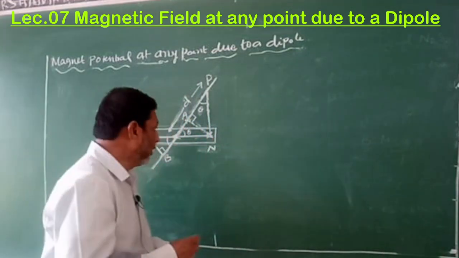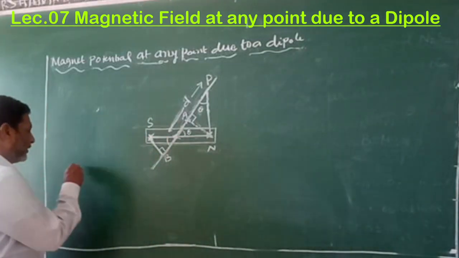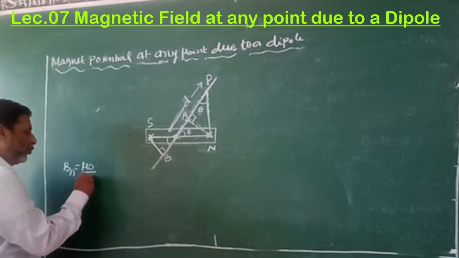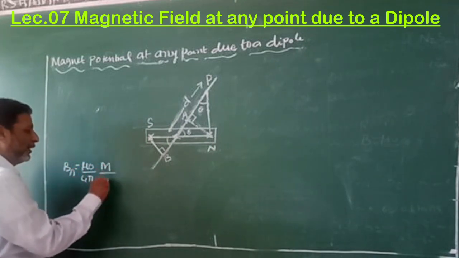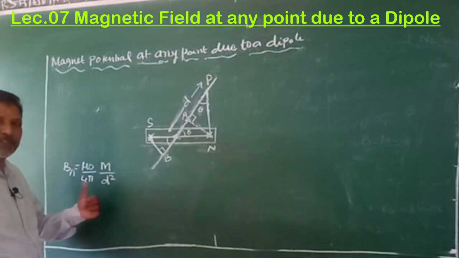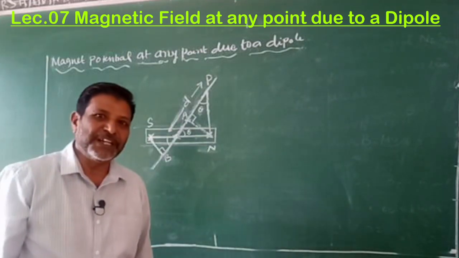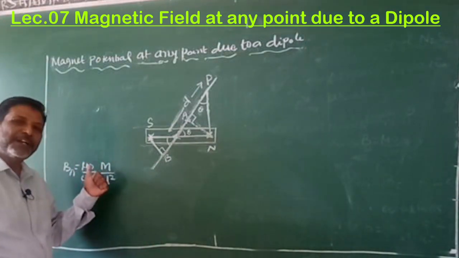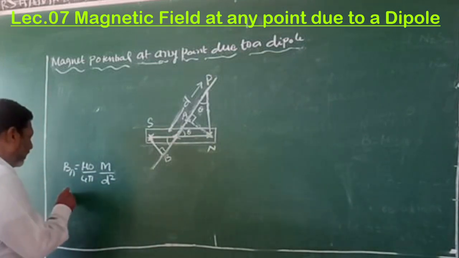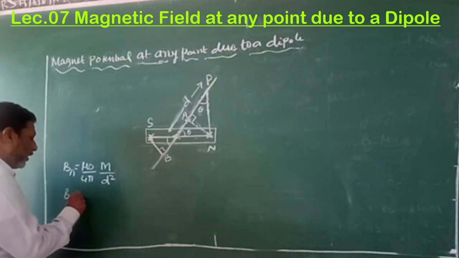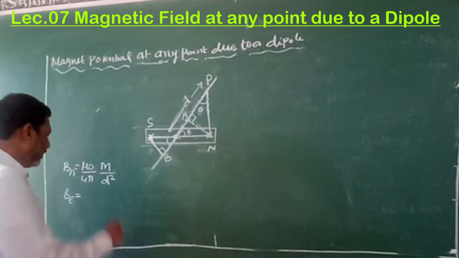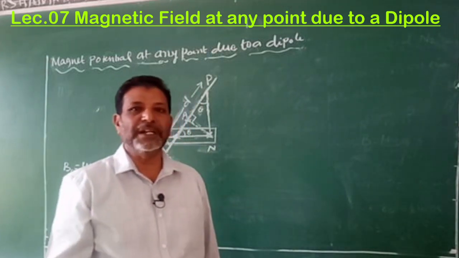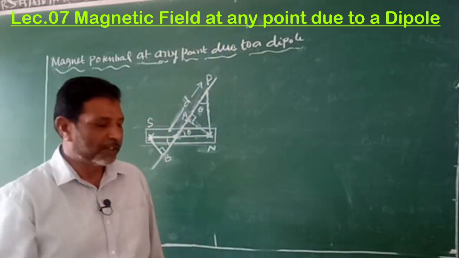Now here, the potential at a point on the axial line is equal to mu naught divided by 4 pi, m divided by d square. This is the formula of the magnetic potential at any point on the axial line of a dipole. Whereas the potential at any point on the equatorial line is equal to 0. Why is it 0? That also I made clear in the last class. Again, I don't want to go into that discussion.